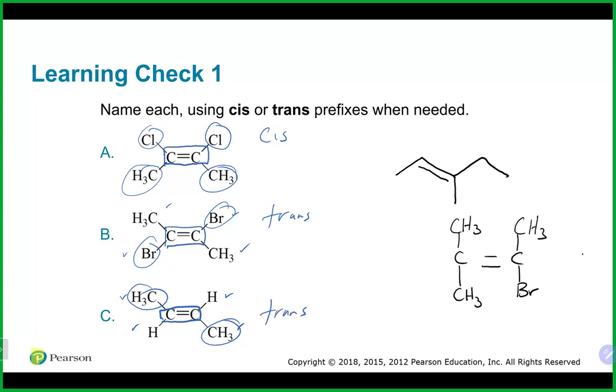How about a couple of my additions over here? What do we think on the top one? Cis or trans, or neither? Well, my double bond is here, and by the way, there's a hydrogen there. We have this group, which is different than this group, and this group, which is obviously different than the hydrogen. The group that's actually the same is the methyl group on each side, and that would mean it would be a cis in this case. How about this one? Would this be cis, trans, or neither?